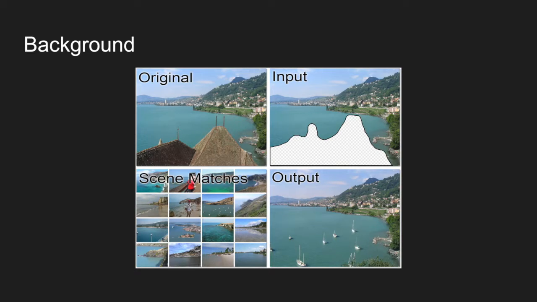As you can see with this example from the paper, the roof of this building is in the way, so we mask it out and find multiple scene matches that we can use to fill in the gaps.